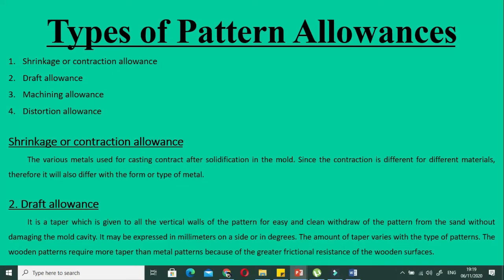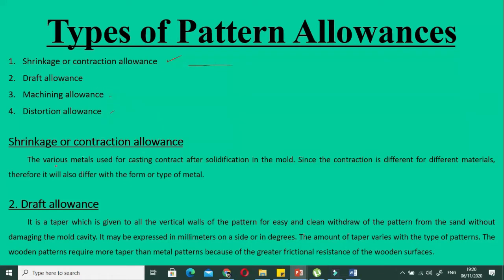Now, before starting the permanent mold casting, we will discuss various types of allowances that are given in the pattern. While designing the pattern, we take into account certain kinds of allowance. The first one is the shrinkage or the contraction allowance, and we have solved some numerical problems for this one. The second one is the draft allowance, then the machining allowance, and the distortion allowance.